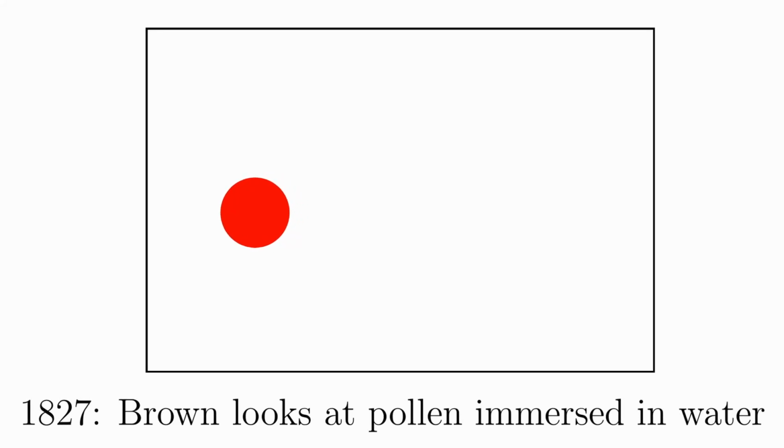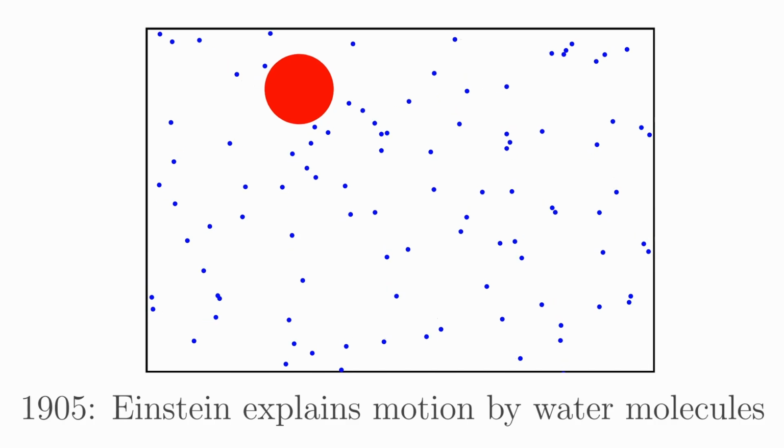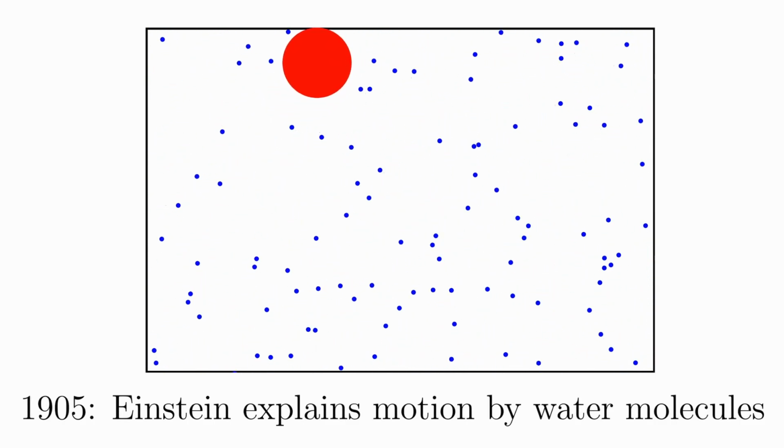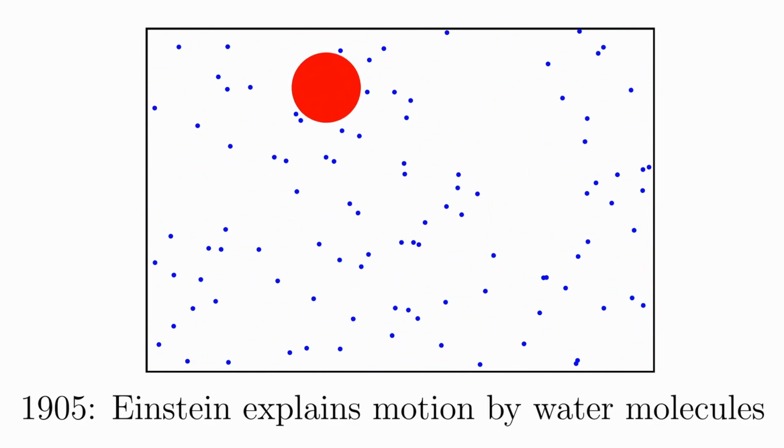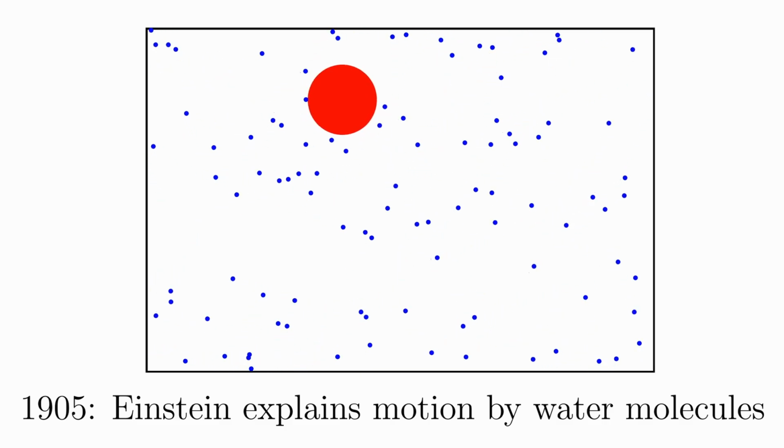When Robert Brown first observed pollen grains suspended in water, he noticed that they moved in a seemingly random way. This movement is what we now call Brownian motion. Later, Einstein provided an explanation by showing that this motion arises from countless collisions with water molecules.